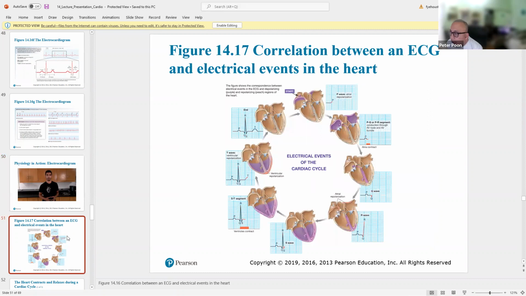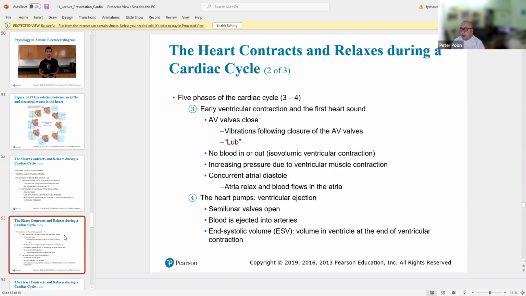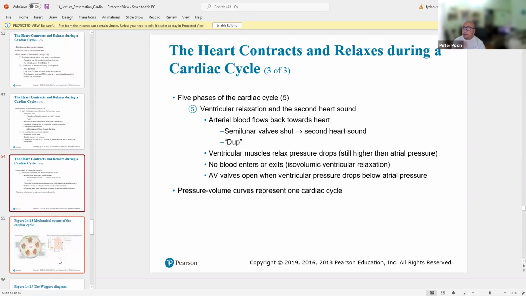Okay. All right. So make sure you can follow this chart, because this will definitely show up on my test. And then the 5 phases of the cardiac cycle are also on the test.